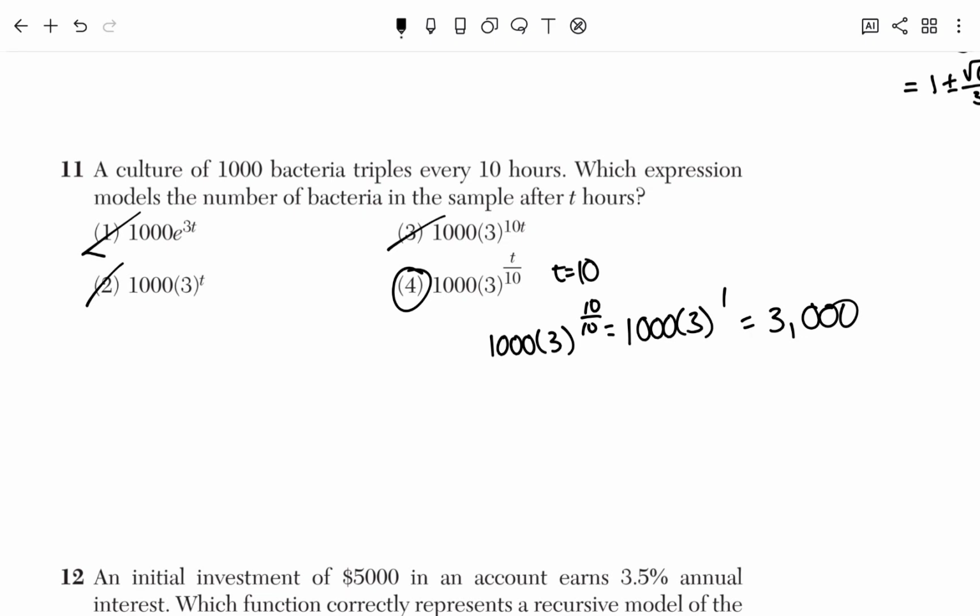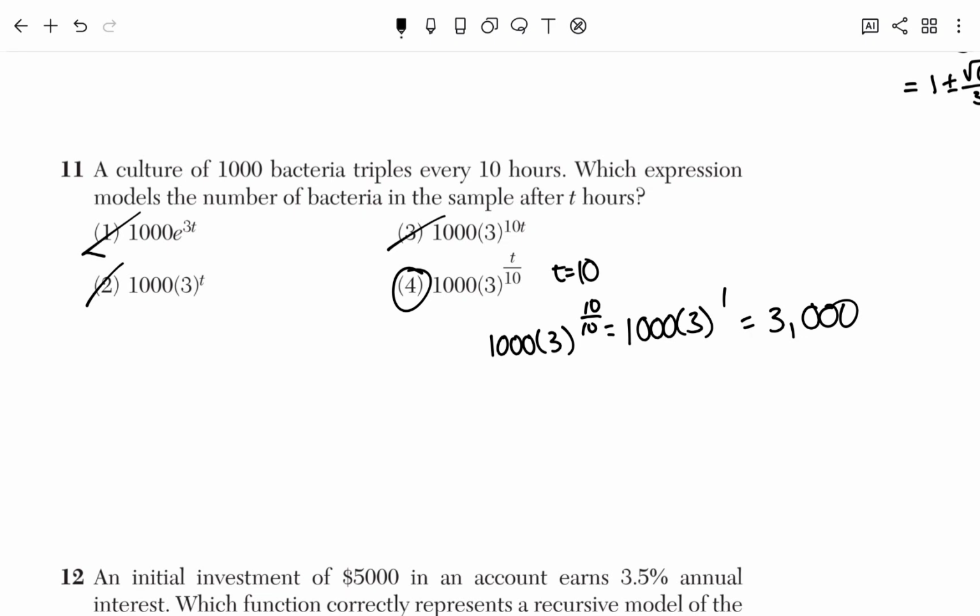That's how we kind of break down these questions. Sometimes it can be hard to distinguish which one is right. You know what you can do? Plug in a value for t or whatever variable you have and see if the answer that you get makes sense. Our answer makes sense because we're saying that the culture of 1,000 bacteria triples every 10 hours. So I made t 10. When I plugged in 10 to be t, I got 3,000, which makes sense because after 10 hours have elapsed, I now have 3,000 bacteria because it tripled.